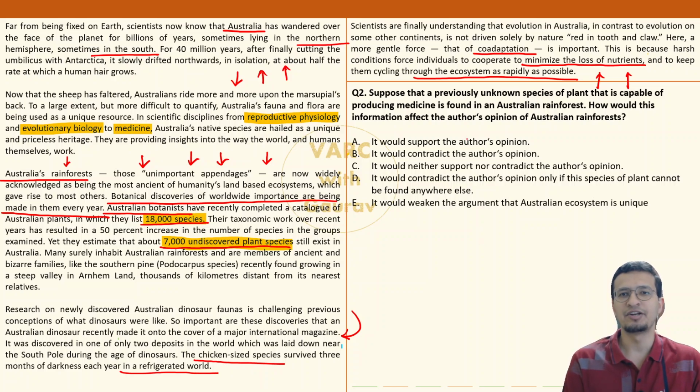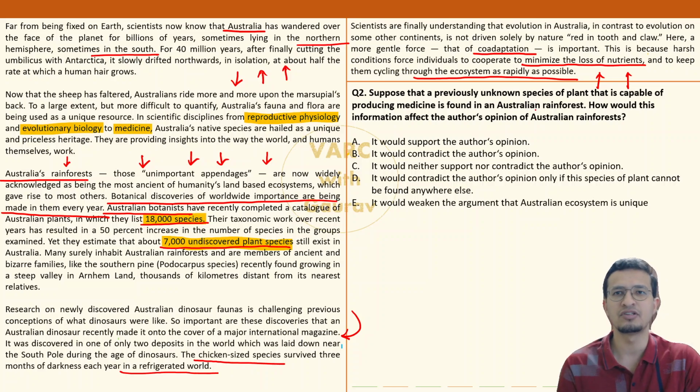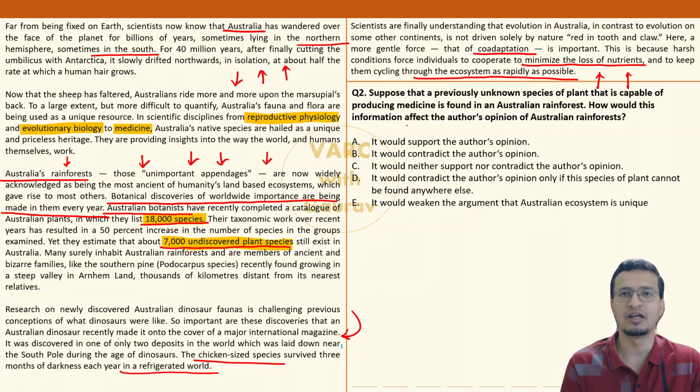All right. Coming to the second question now. Suppose that a previously unknown species of plant that is capable of producing medicine is found in an Australian rainforest. Okay, maybe a new species is discovered, completely brand new. And now, how does this discovery affect the author's opinion about Australian rainforest?